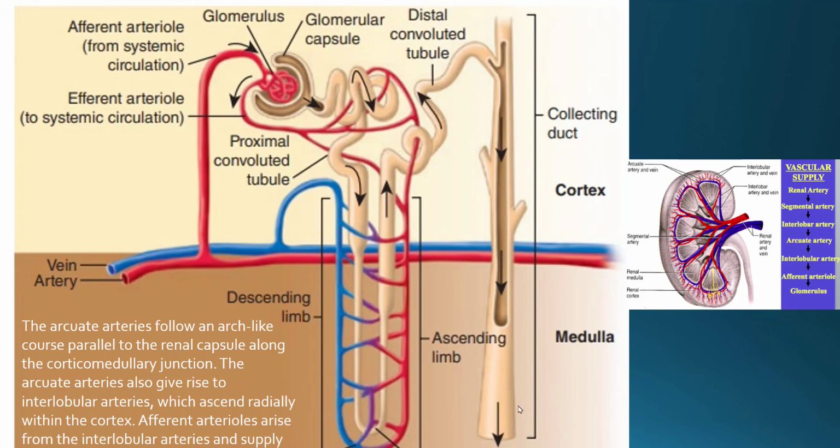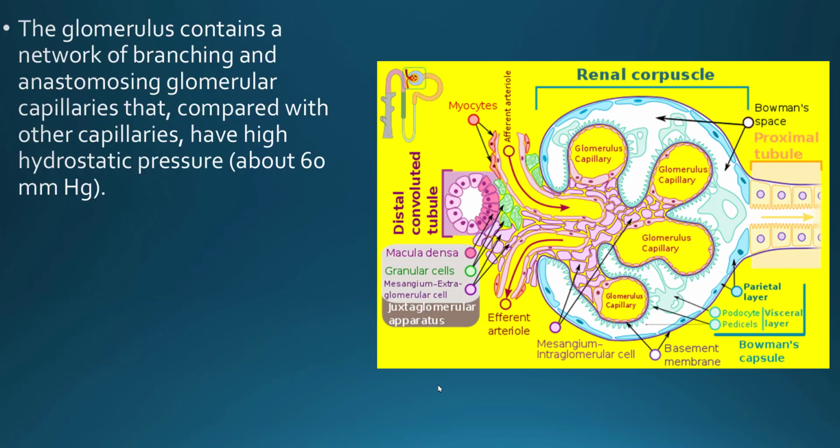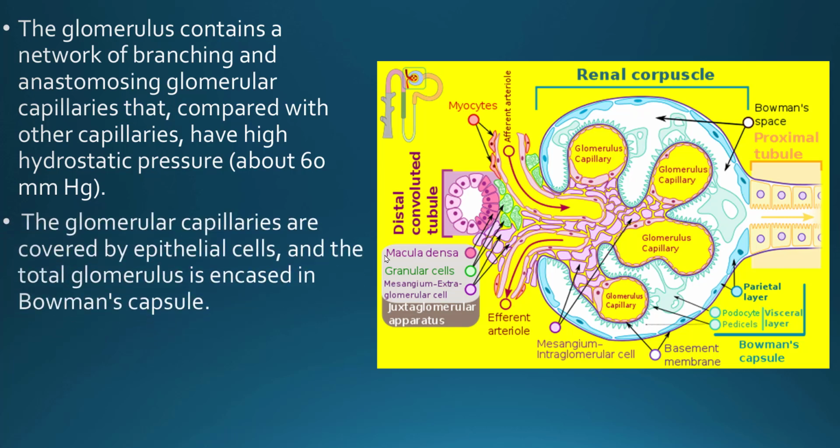These are the collecting ducts. These collecting ducts in the cortex and medulla make a single duct which is called the collecting duct. These are collecting tubules, and the glomerulus contains a network of branching and anastomosing capillaries. Glomerular capillaries, compared with other capillaries, have high hydrostatic pressure, about 60 mm of mercury. The glomerular capillaries are covered by epithelial cells, and the whole glomerulus is encapsulated in the Bowman capsule.